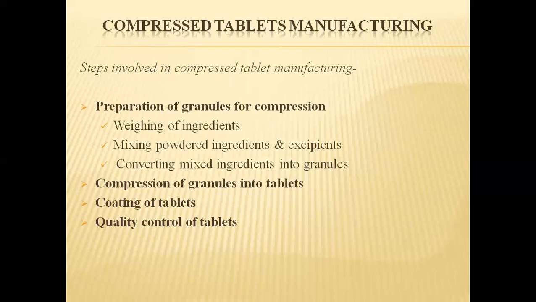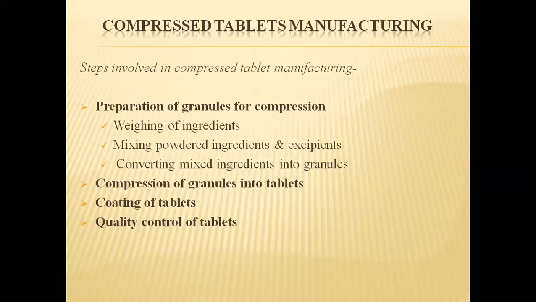We'll come to the first step. The first step again is comprising of three different substeps, which is weighing of ingredients, mixing powder ingredients and excipients, and the third one is converting mixed ingredients into granules. So first of all, weighing of ingredients. The ingredients needed for granules preparation should be weighed accurately in a balance of good quality, and the weight should be double checked in order to rule out any human errors.